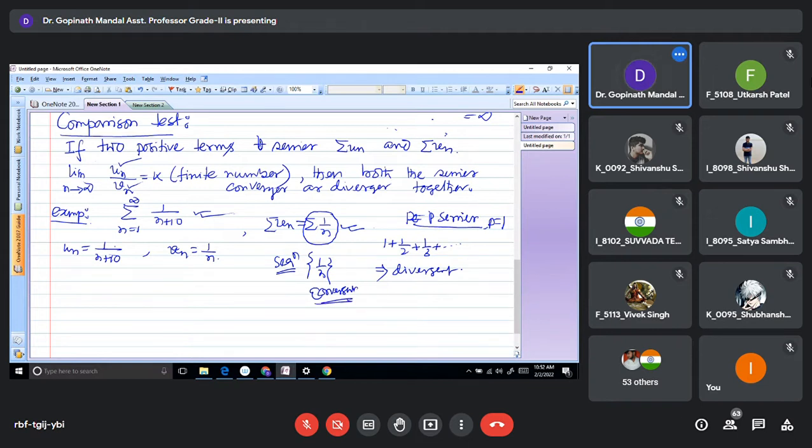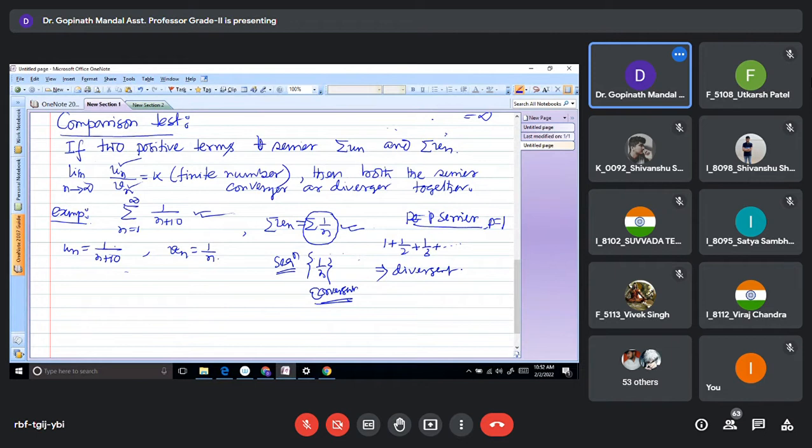So what does this mean when you said... Sometimes there is a question: the series 1 by n is convergent or divergent, and the sequence 1 by n is convergent or divergent.